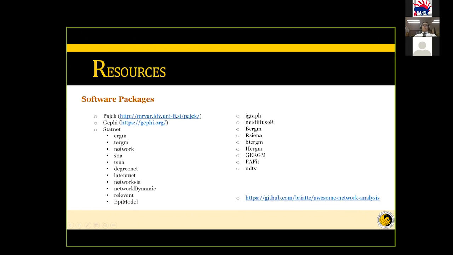Pajek is good for big data analysis on networks, and Gephi is good for basically visualizing the networks. So this was a brief introduction to network science and complex systems, what types of models we can use, and what typical behaviors we are expecting from scale-free networks.